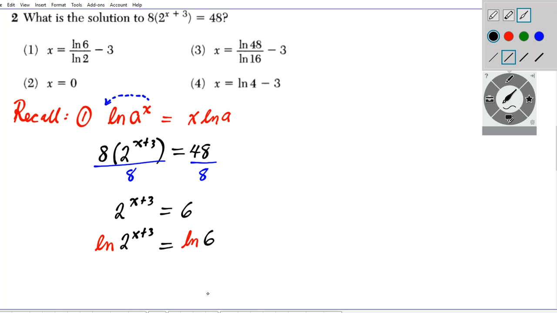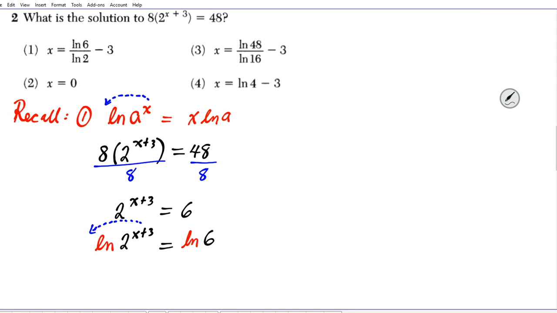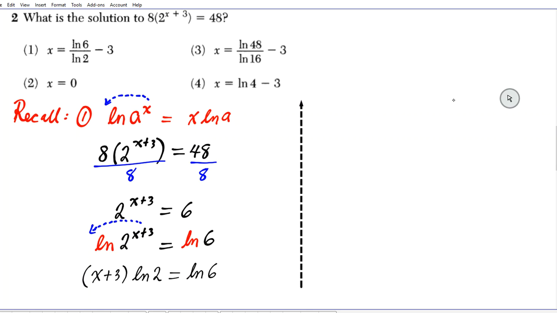Why did we do this step? If you look at what we stated earlier, it enables us to power down this exponential value. So instead of the x being a power, it now comes down. It becomes the quantity x plus 3 times the natural logarithm of 2, and that's equal to the natural logarithm of 6. It looks much better now. It's easier for us to get x isolated.